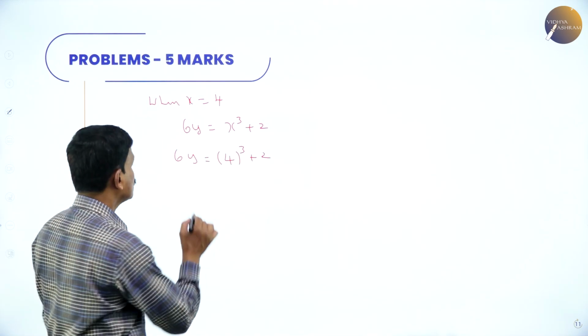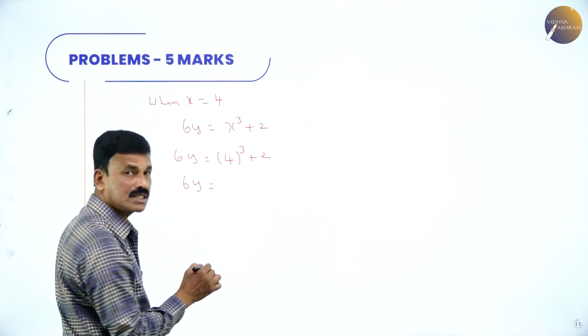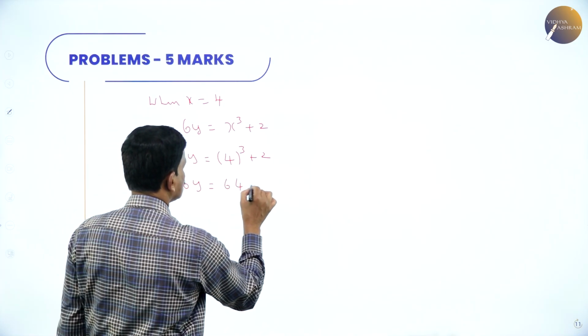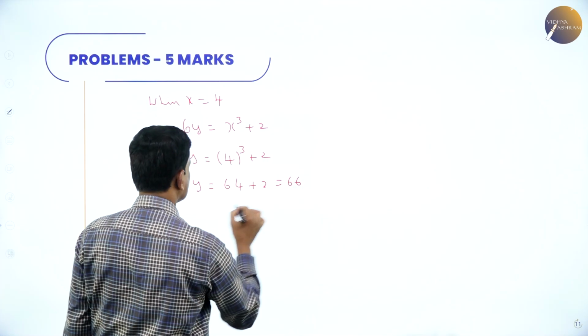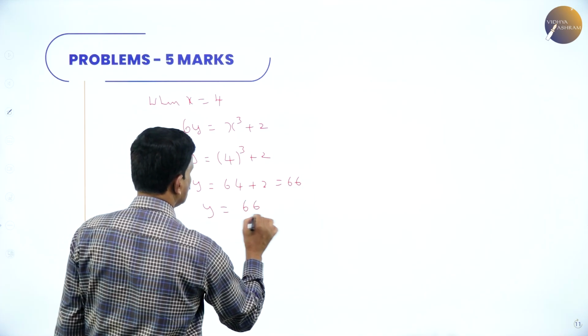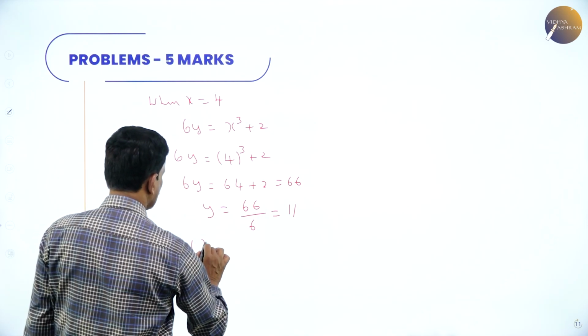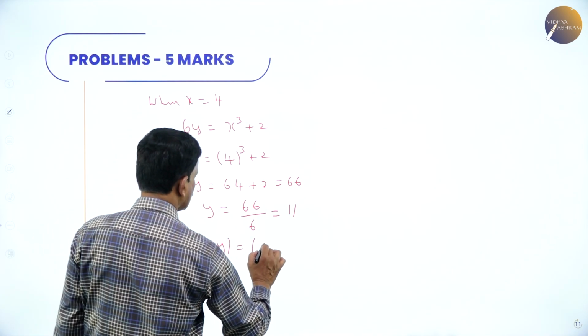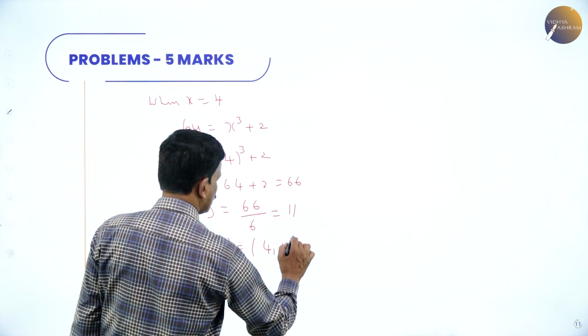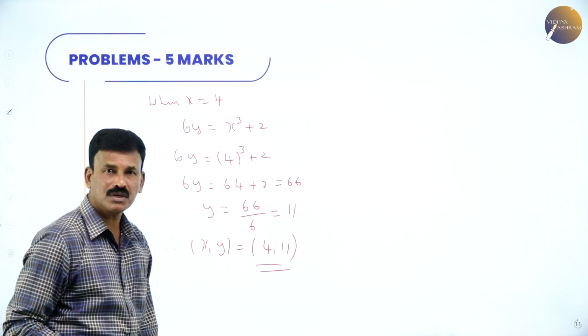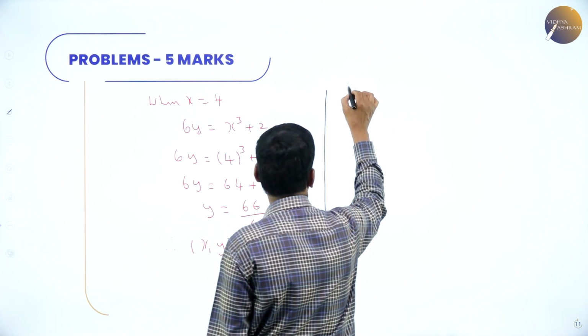Now simplify this. 6y is equal to 4 fours are 16, 16 fours are 64, plus 2 is equal to 66. So therefore y is equal to 66 by 6, which is 11. So the point (x, y), when x is equal to plus 4, y is equal to 11, is the first point. What is the other point?